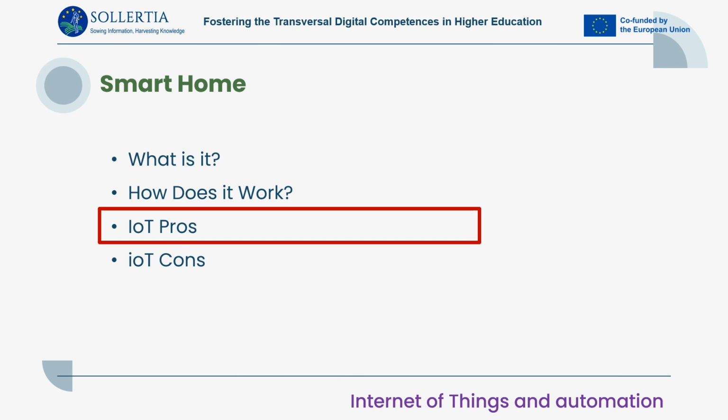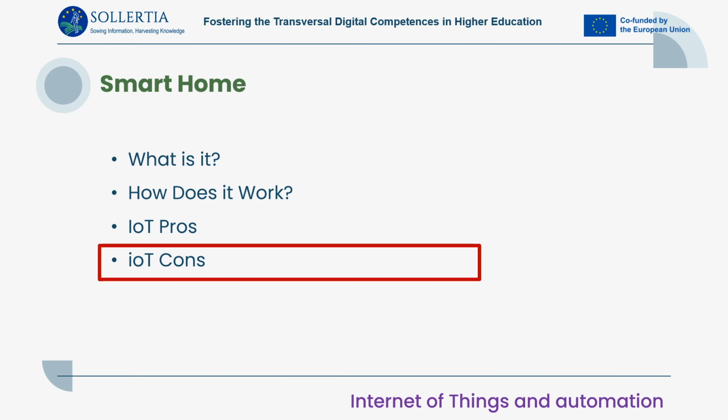As for the IoT pros, the biggest pros are convenience, convenience, convenience. For the IoT cons, the biggest problem is connectivity, and with such complicated devices, quite a lot of complicated problems can emerge.